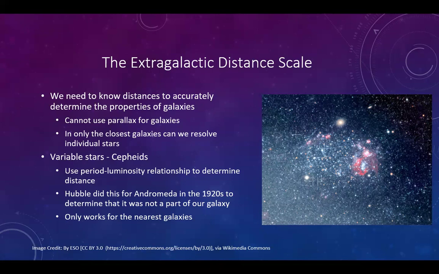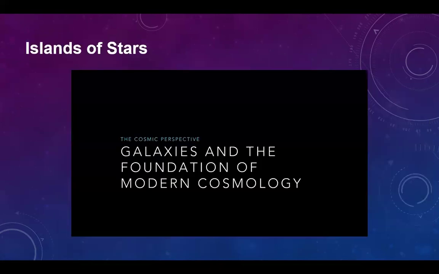So Hubble did this for Andromeda in the 1920s to determine that it wasn't part of our galaxy. This Cepheid variable star method of measuring distance only works for the nearest galaxies, because you have to be able to distinguish individual stars.